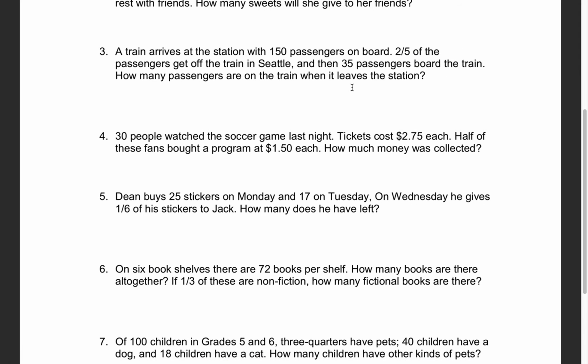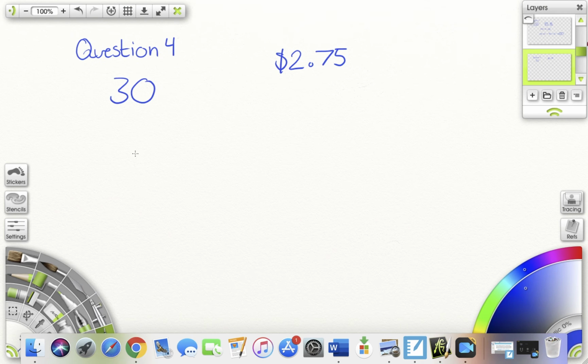But then there's the next part of this question that says half of these fans bought a program at $1.50 each. So half bought a program that was $1.50.